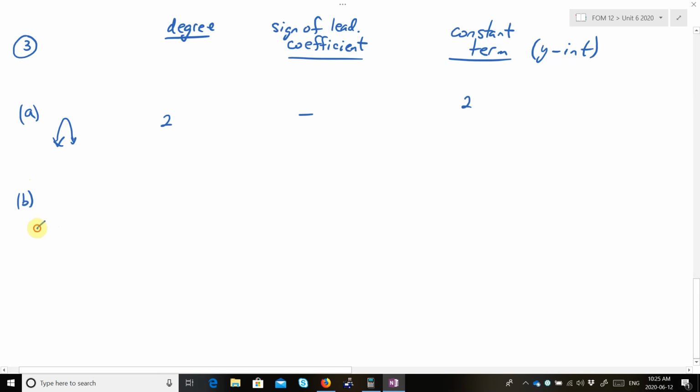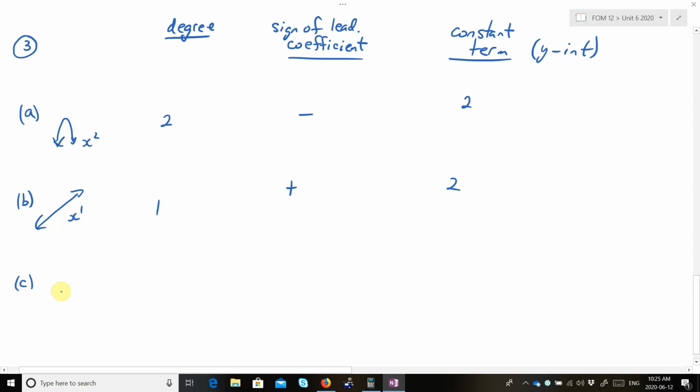Letter B is like this. That's a straight line. That is linear. That is x to the 1. Right, this is kind of an x squared. This is x to the 1, so the degree is 1. It's going up and to the right, positive slope, so positive leading coefficient. And it also is touching 2 on the y-axis, so that's the constant term.